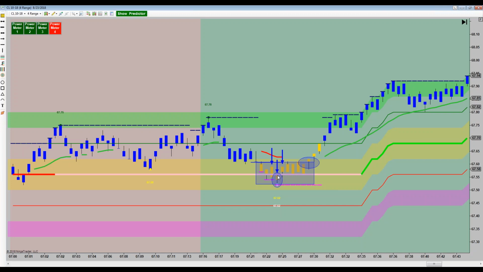I could put zigzag on here. I'm not going to do that, though. You could, Ven. Yeah, Gary uses that lightning thing. That's another way to do it. That would help you see it. Absolutely. I'm not going to do that, though. I want you to just look at the candles.